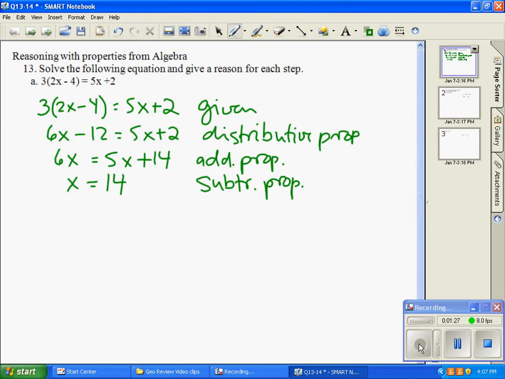Okay, so all of these are very similar, and some of them don't require a lot of steps. So just do it step by step and just give a reason for each.